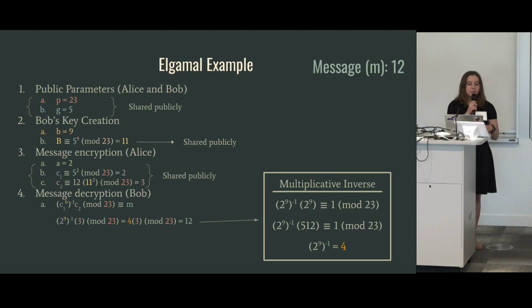So Bob is going to then choose his private key, which is going to be some random number, in this case 9, and he's going to use the public parameters that they previously made and his private key in order to come up with his public key, which anyone can see.